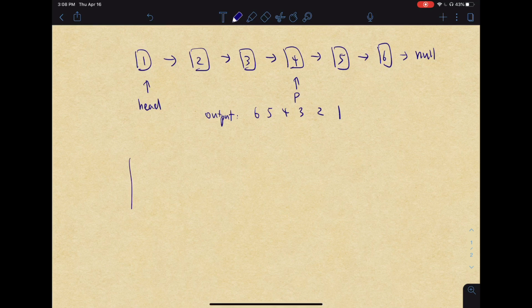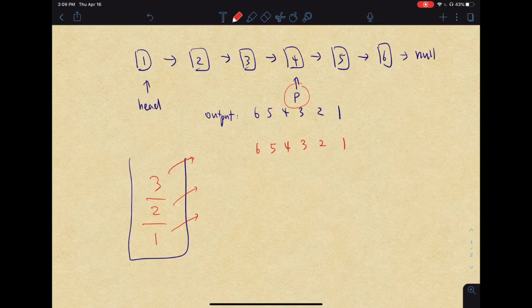So to visualize this, we start from P and push 4, 5, 6 into the stack, and output 6, 5, 4 as we pop them out, and then go to the head pointer and push 1, 2, and 3 into it, and then pop them to print out 3, 2, and 1 in this order.